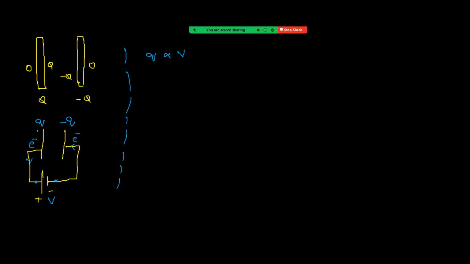And this depends on the potential difference. If it is more, there will be more charge on the plates. So charge is proportional to potential difference. From this, if you want to write an equality, we should write a proportionality constant, that is C, so Q equals C into V. And C is known as capacitance.